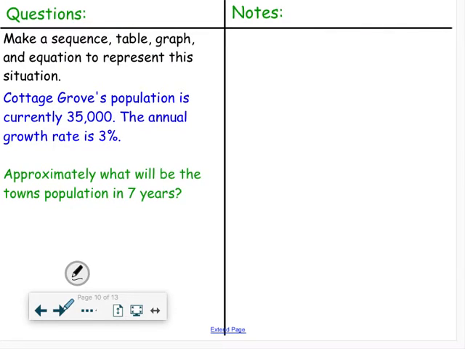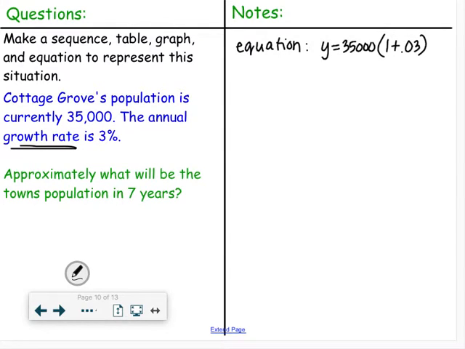Make a sequence, table, graph, and equation to represent this situation again. Cottage Grove's population is currently 35,000. The annual growth rate is 3%. So now we've got a growth rate. So in our equation, I'm going to use the growth formula. So y equals our starting population times 1 plus the rate of change, and 3% is 0.03 as a decimal.